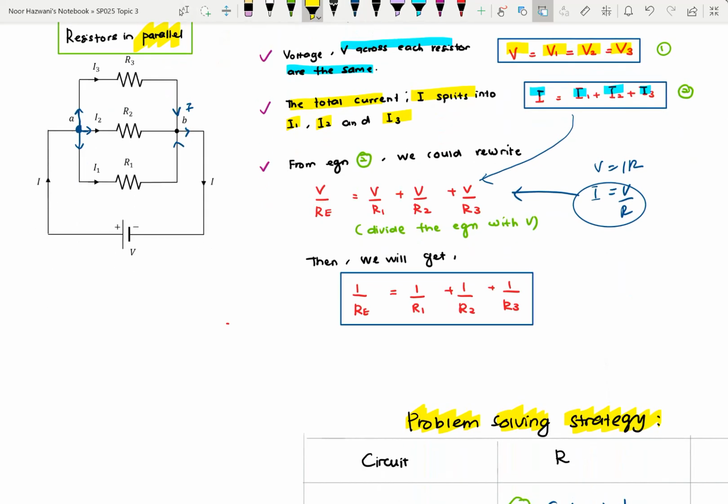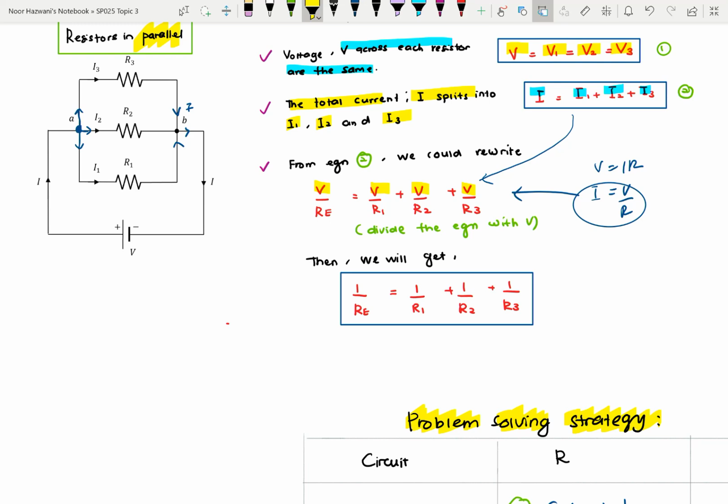Sebab you perasan tak, in your equation you have V. So you divide your equation with V to cancel all the V, and then you will get, to find out the R total for the parallel circuit, 1 over R equivalent equals 1 over R1 plus 1 over R2 plus 1 over R3.